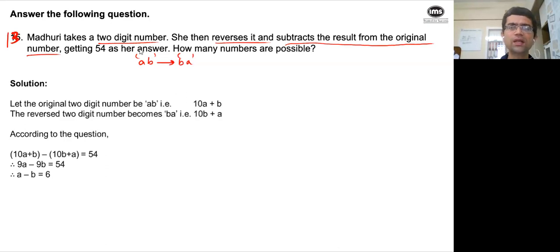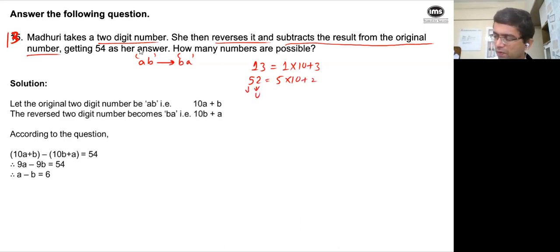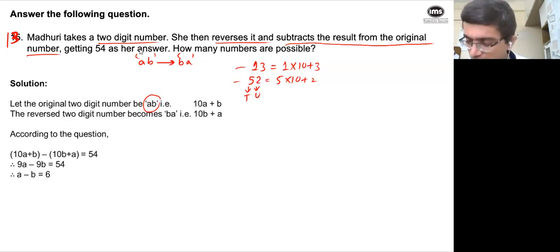Now suppose I take any 2-digit number, for example 13. How do I expand it? 1 into 10 plus 3, because we are following the decimal number system, isn't it? Or if I take the number 52, how do I write it? 5 into 10 plus 2, because this is the units place and this is the tens place. Remember, units place and tens place. So if the original number is AB, I can always expand it as 10 into A plus B, just like we did in 13 or 52, where A is in the tens place and B is in the units place.